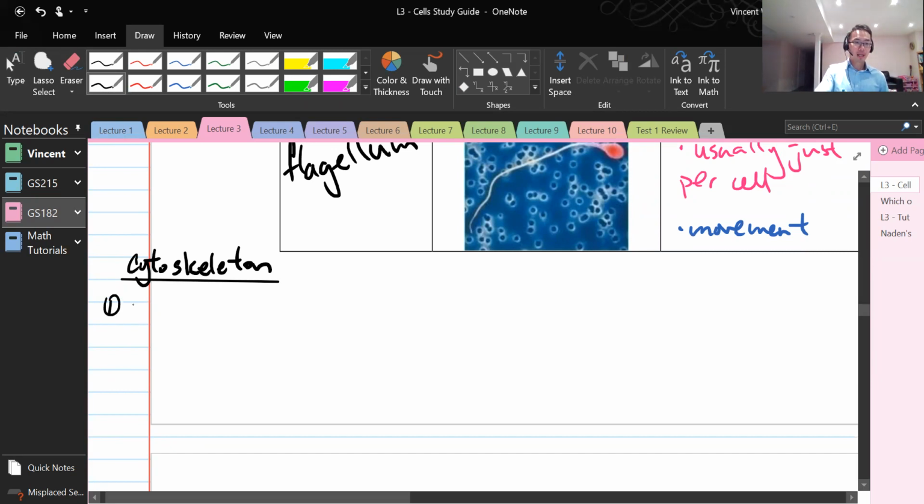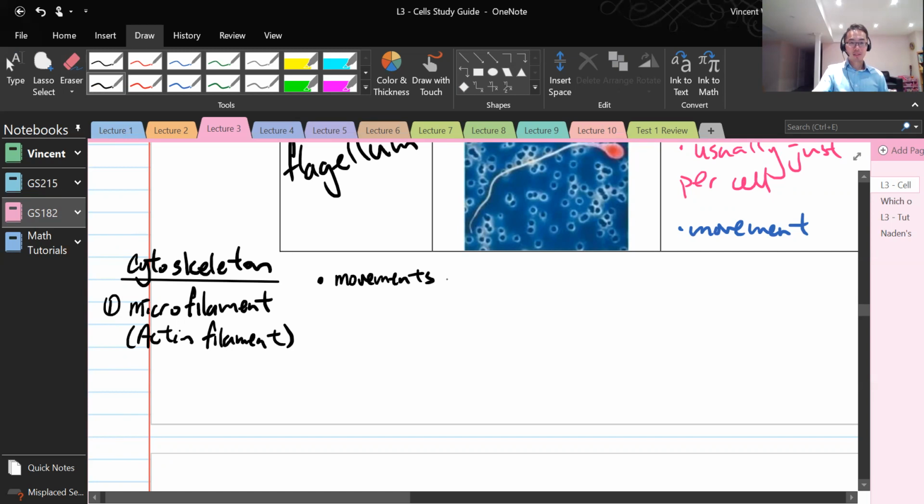The first one is microfilament. Also called actin filament because it's made up of actin. Actin is a type of protein. You have a lot of actin in your muscle, for example. So the function of microfilament, again, they're made up of actins, so I'm not going to write that again, and they are responsible for movements of the cell. We call this cell motility.